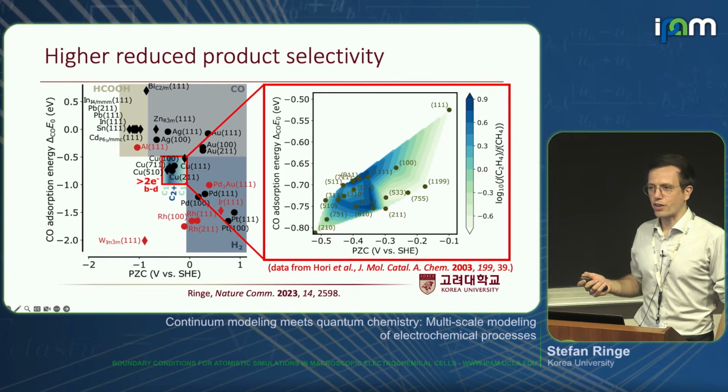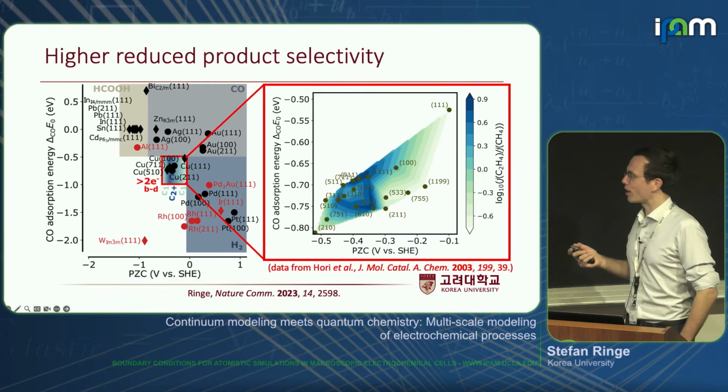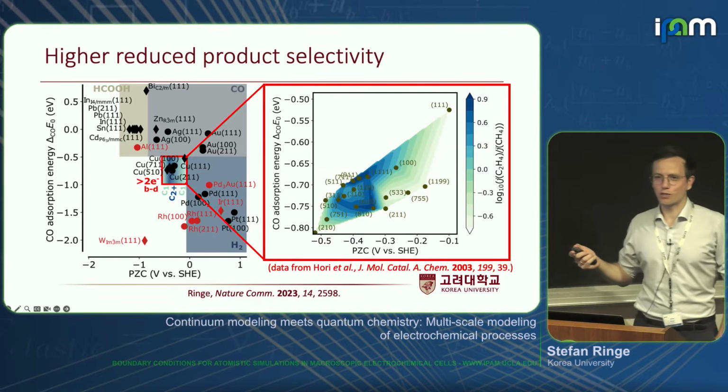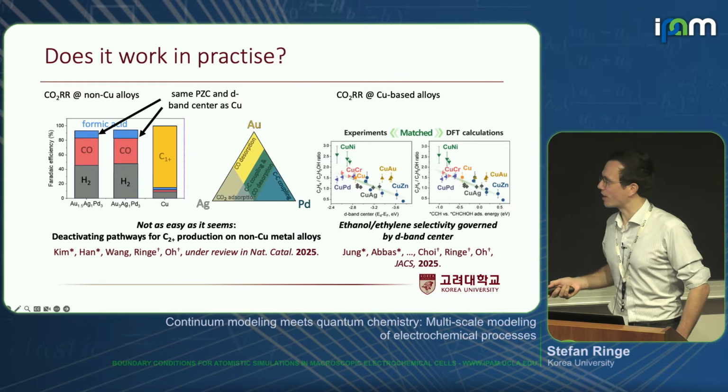So this seemed all very nice, and it seems to work. But so far, it's all bare transition metals. So the question is, of course, does this work for more complicated systems?